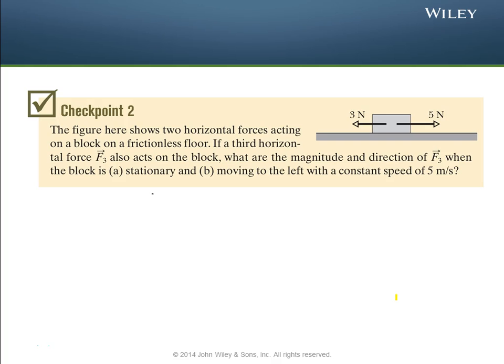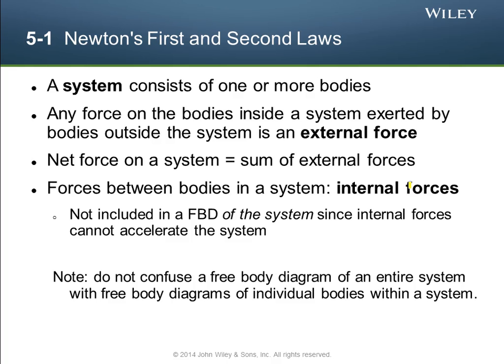So in this situation, we have this figure here, 5 newtons to the right, 3 newtons to the left, and we want to know what are the magnitudes and directions of F3 when the block is stationary or when it's moving to the left at a constant speed of 5 meters per second. Well, if F3 is going to cancel out these forces, it has to cancel out this net force. This has a net force of 2 newtons to the right, and so F3 has to be 2 newtons to the left in both cases, because each of these are in equilibrium. Stationary and constant speed both have an acceleration of 0.